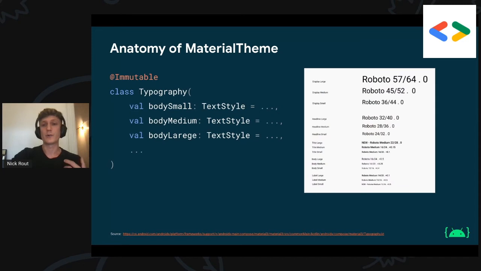The same can be said for typography. It's just a class that has a bunch of values and is strictly typed, so to speak, and accepts parameters like body small, body large, etc. to model, again, the Material Design typography system.